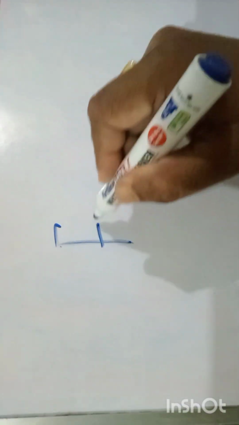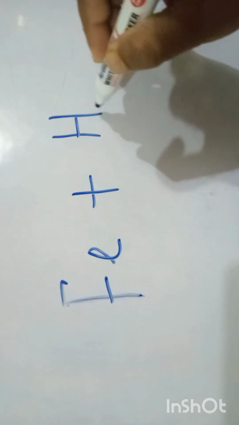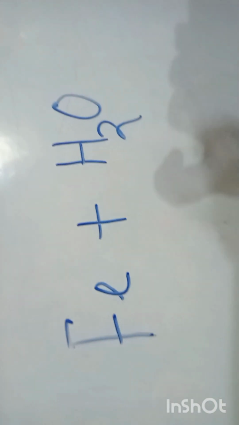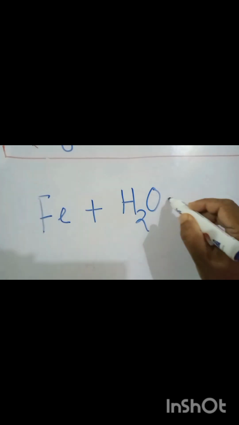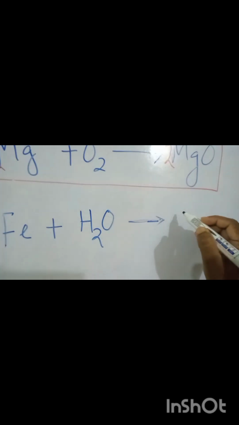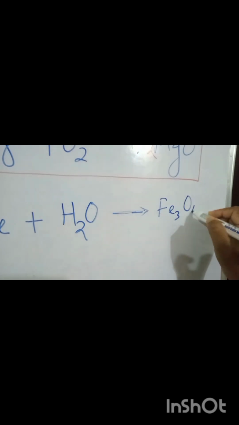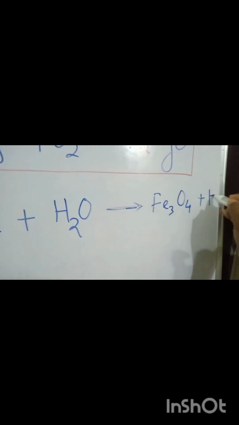We can go for another equation, the reaction of iron with water, giving rise to Fe3O4 plus H2.